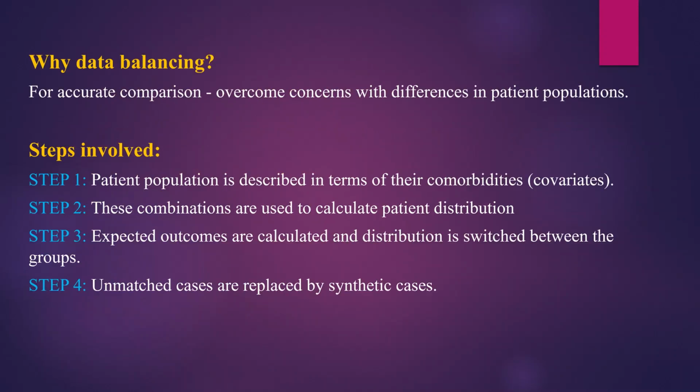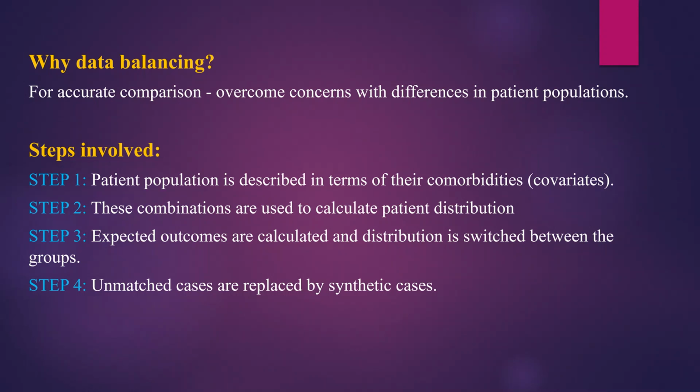So why balance the data? Benchmarking involves data balancing for accurate comparison and to overcome concerns with differences in patient population. These are the following steps involved in data balancing. In step 1, patient population is described in terms of their features, comorbidities, or we can say covariates, and each combination is a separate patient type.